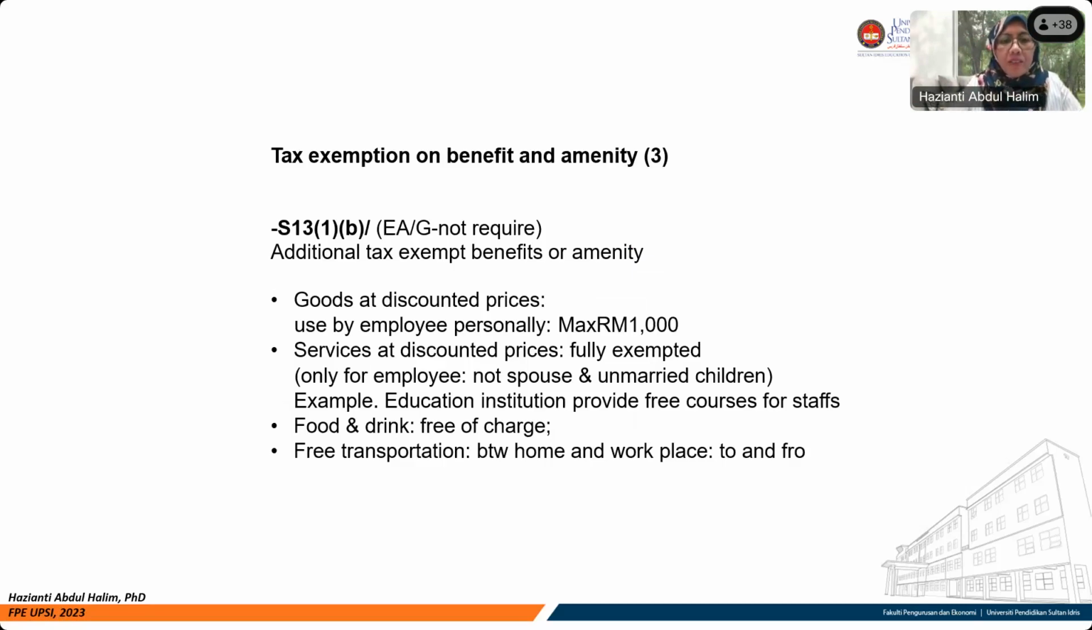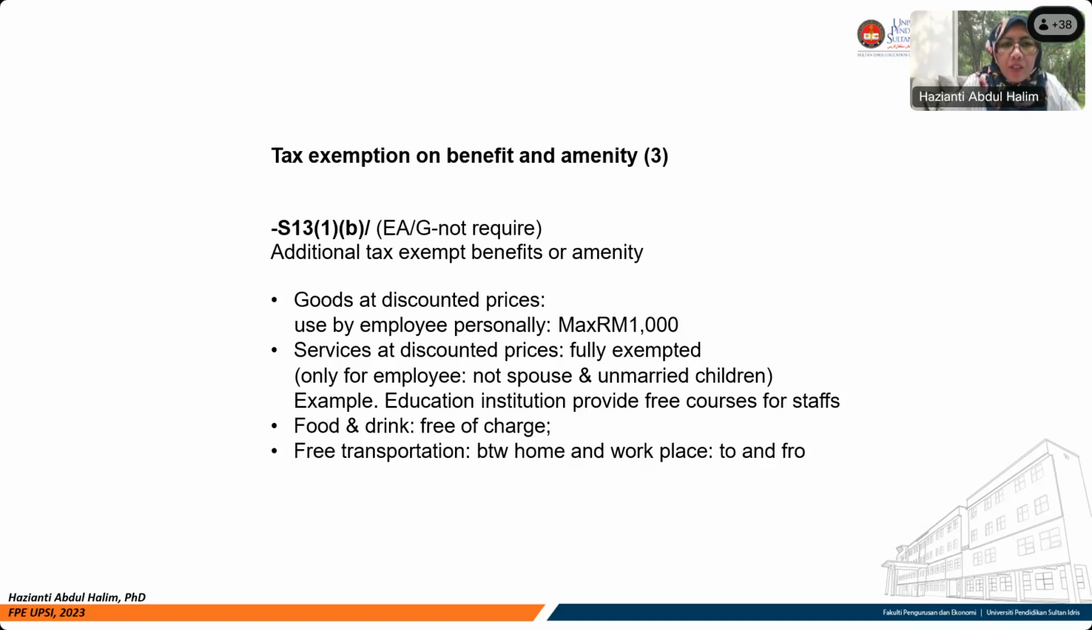Additional tax exempt benefits, okay? Sometimes when you work at company yang macam malls ke kan, grocery store, so you will get goods at discounted price. So you will get exemption up to 1,000 ringgit kalau dapat beli barang at discount price. Services at discounted price fully exempted. Only for employee and not spouse and unmarried children. Kalau barang tadi ada max 1,000 ringgit, kalau service fully exempted.